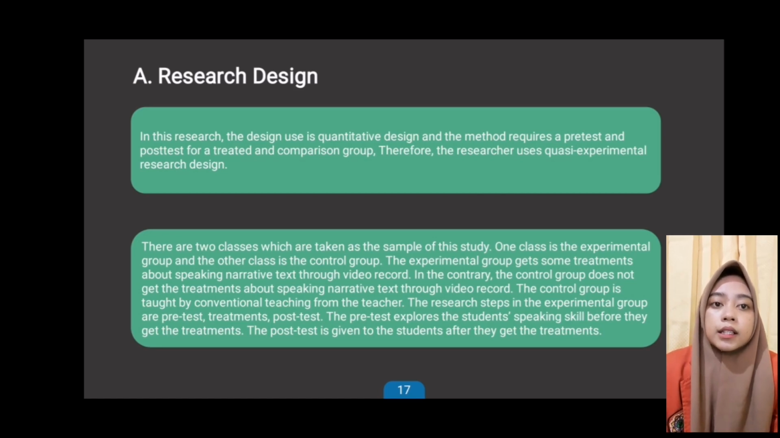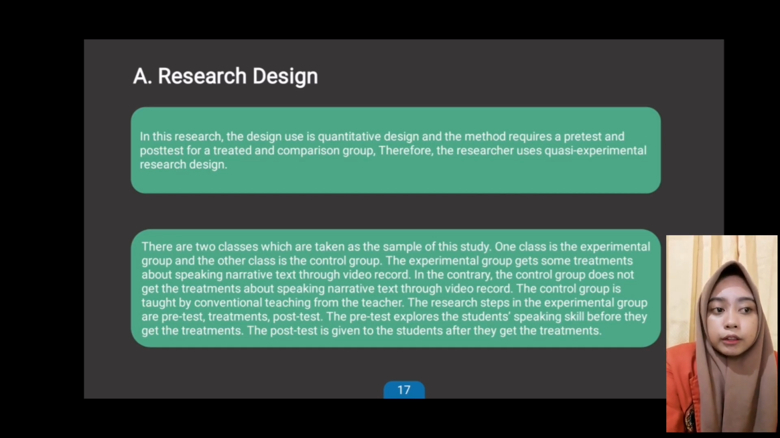In this research, the design used is quantitative design, and the method requires a pre-test and post-test for a treatment and comparison group. Therefore, the researcher used quasi-experimental research design. There are 2 classes which are taken as the sample of the study. One class is the experimental group, and the other class is the control group. The experimental group gets some treatments about speaking narrative text through video record. On the contrary, the control group does not get the treatment about speaking narrative text through video record.